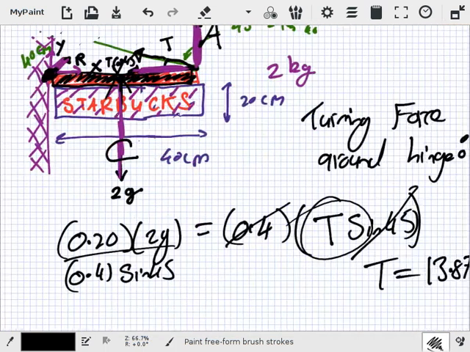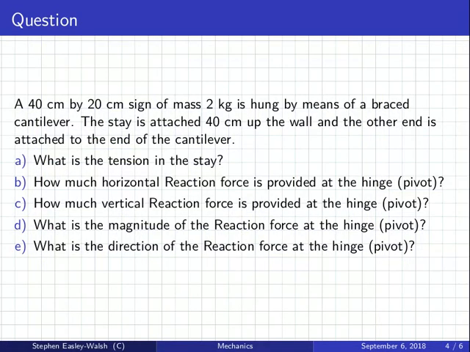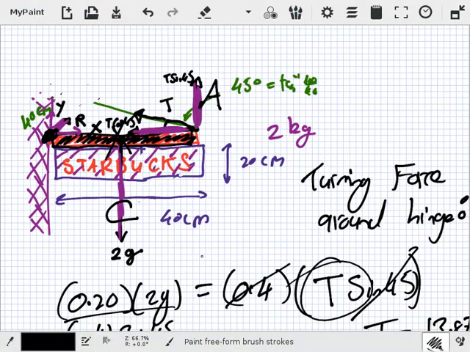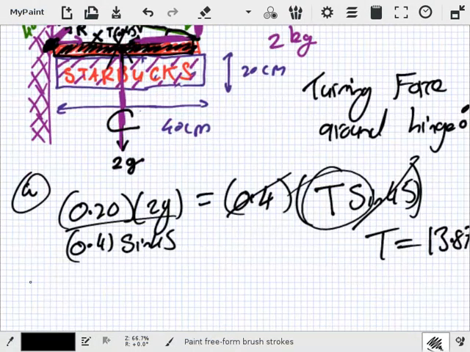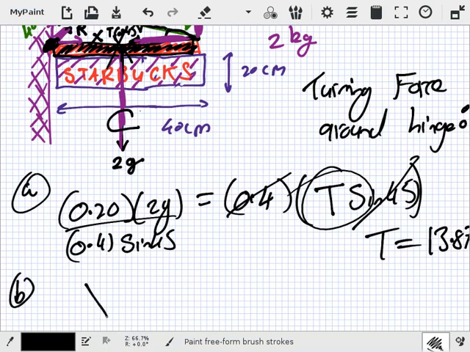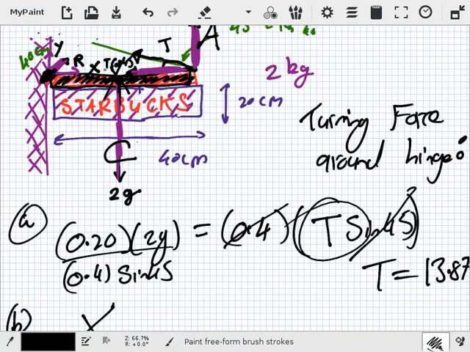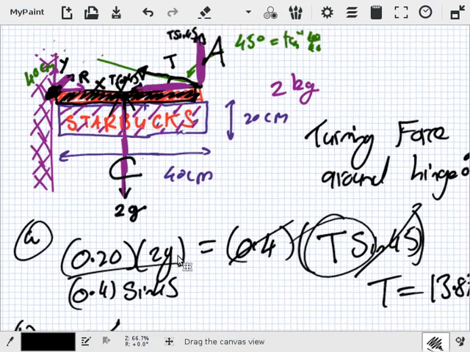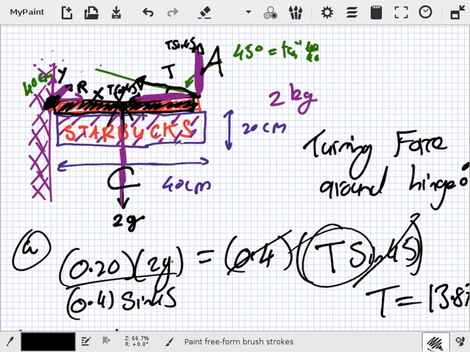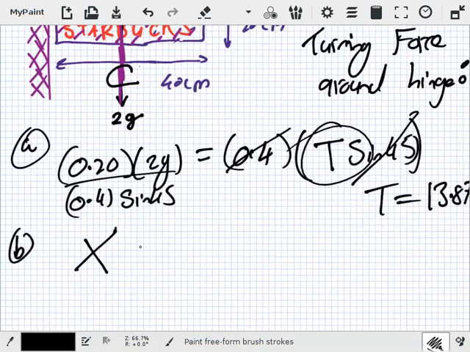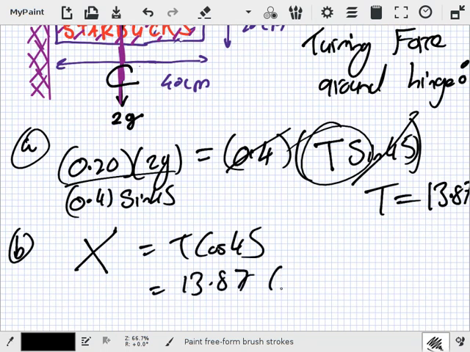And my question is, what is the x? Okay, so let's look at getting the x. So I can say the force to the right, which is x, should equal the force to the left. And what is the force to the left in this picture? What force is pointing left in this picture? T cos 45, yeah. Now, do we know T? We do. And do we know cos 45? Of course we do. So can we get x? Of course we can.